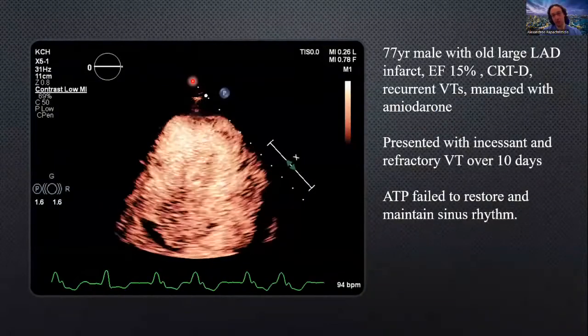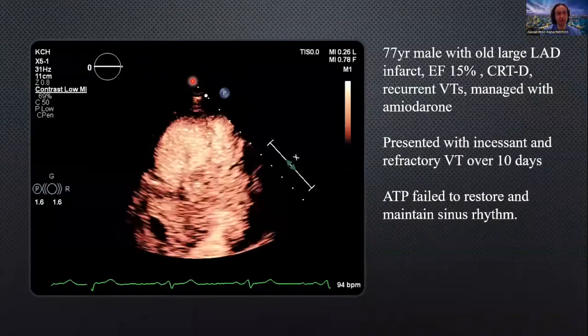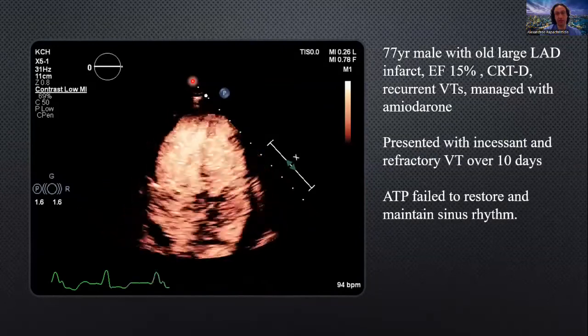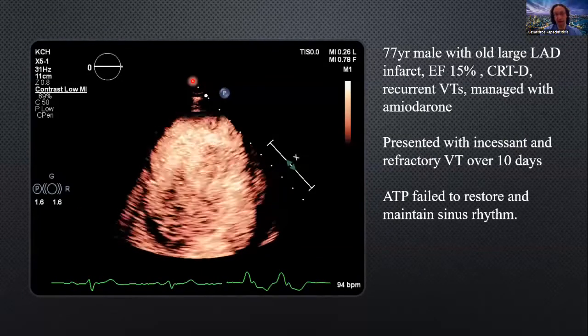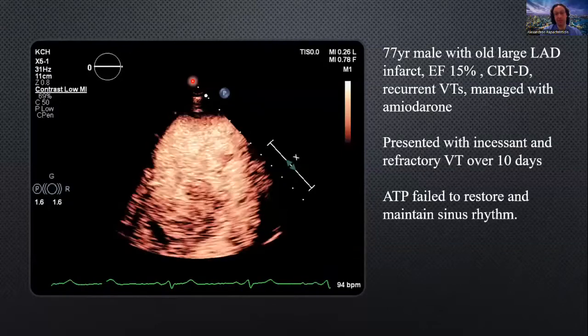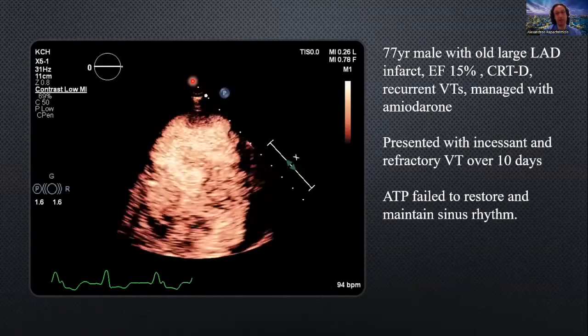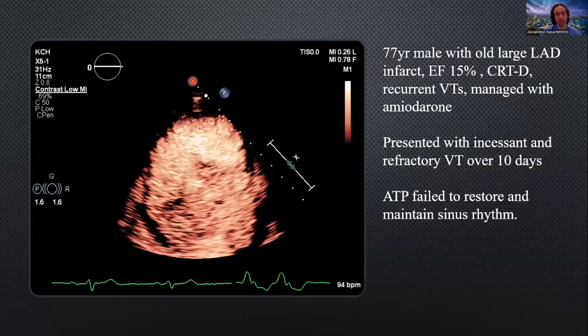This is a 77-year-old gentleman with a large LAD infarct with low ejection fraction, as you see. He has a CRT-D in situ with recurrent ventricular tachycardias, managed with amiodarone because VT ablation was considered very high risk. He presented with incessant and refractory VT over 10 days. It was impossible to terminate it even with anti-tachycardia pacing. And he was brought to us for VT ablation.